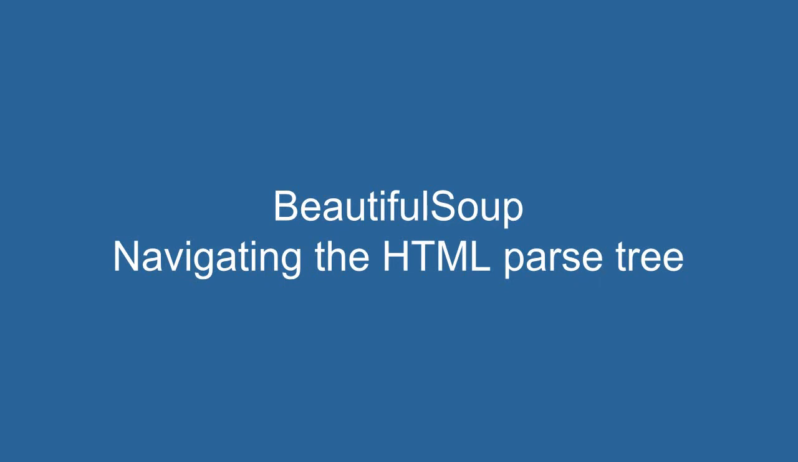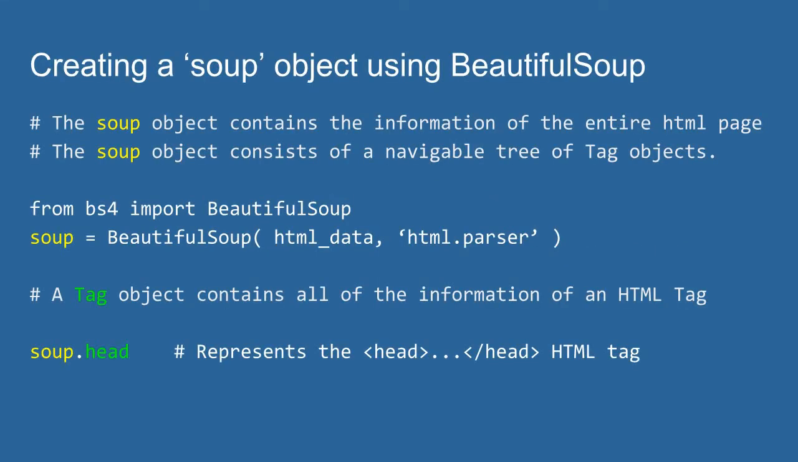Continuing with our video series on web scraping with Python, this video is going to talk about the BeautifulSoup module and how you can use it to navigate the HTML parse tree. So let's talk about what is a soup object using BeautifulSoup. Well, the soup object is an object that contains all of the information of the entire HTML page.